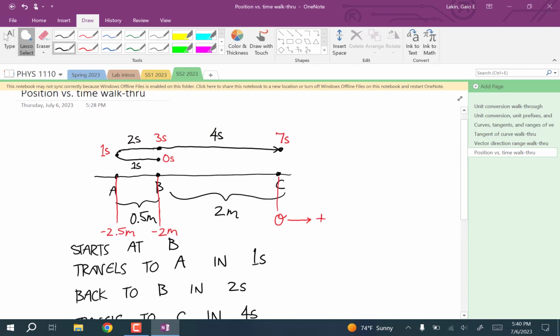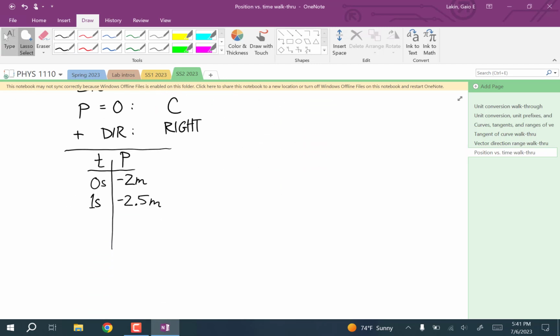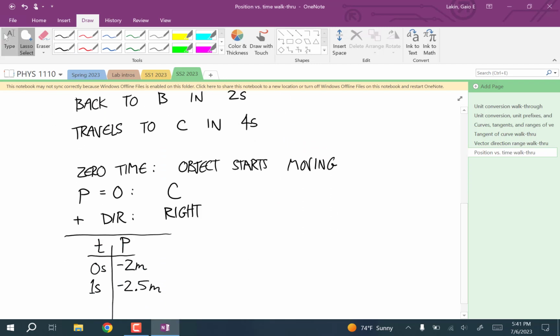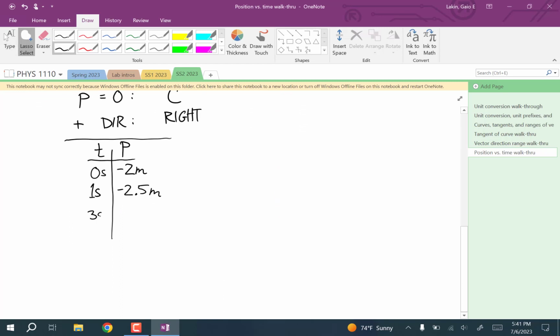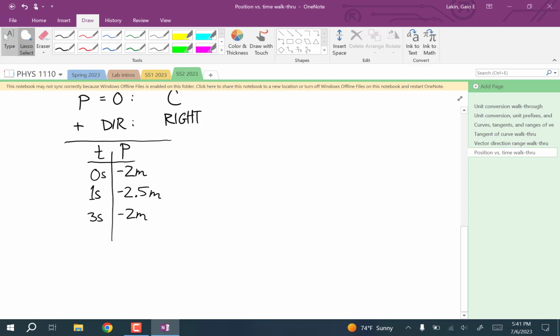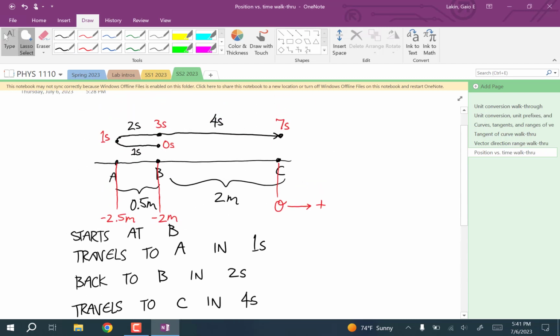Then the third point that we have information about, the time is 3 seconds, and the position has returned back to -2 meters. And then the last one, well, pause the video for a second and see if you can fill out the time and position values for this last point that we have information about.